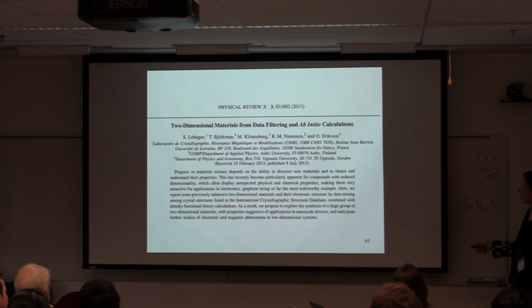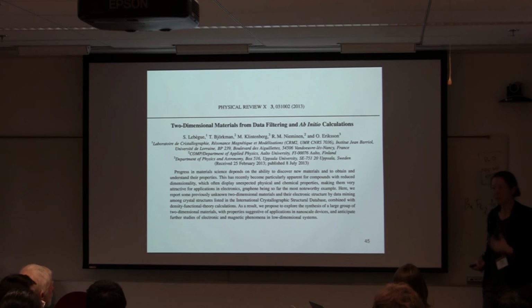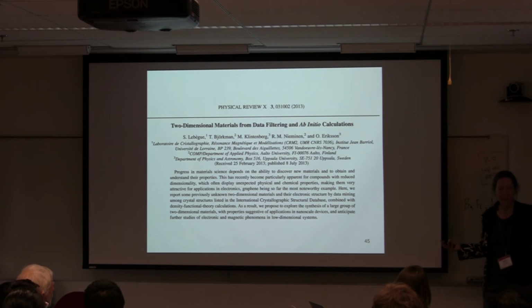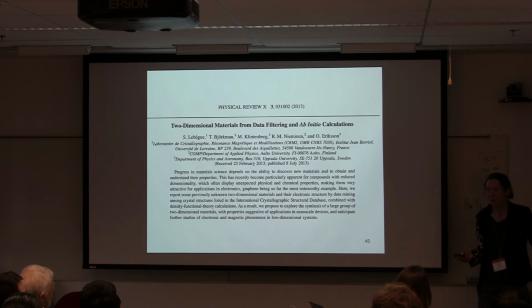Here we report some previously unknown two-dimensional materials and their electronic structure by data mining among crystal structures listed in ICSD, combined with density functional calculations. So again, the biggest limitation, and I've used ICSD for a long time to try to predict new materials, is that all you've got in there is the structure, right? So if you are looking for a feature that's tied to something about the structure, you're in good shape. But if you're looking for any other kind of property, you're on your own.